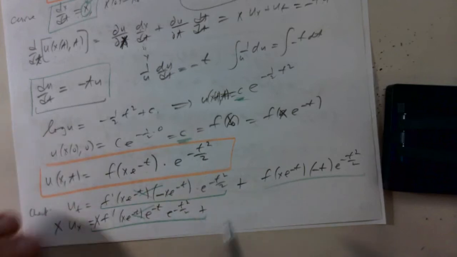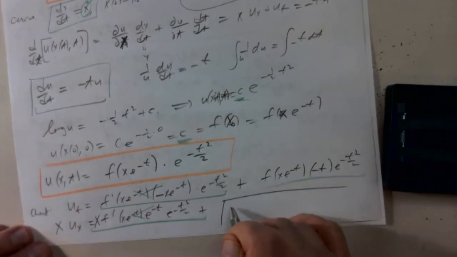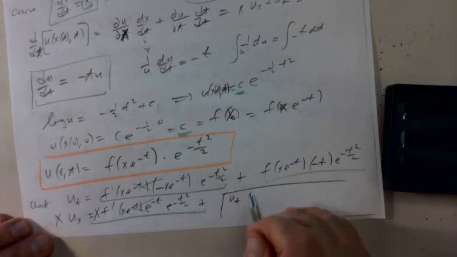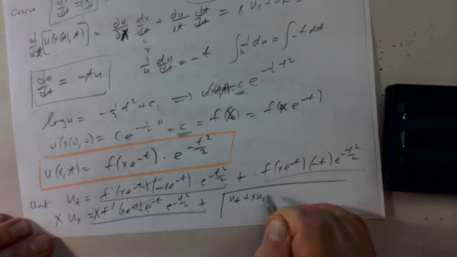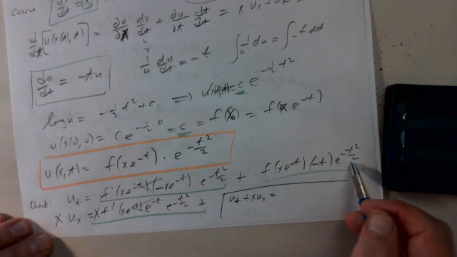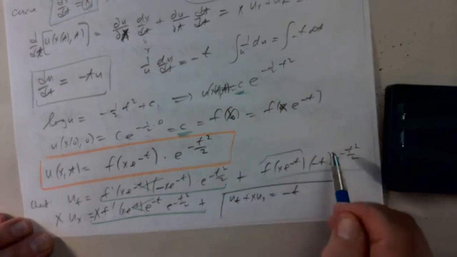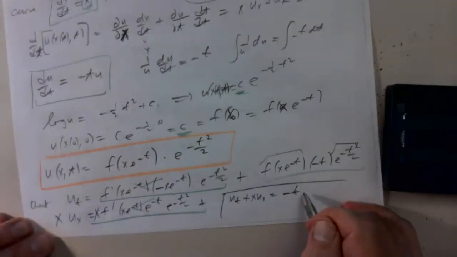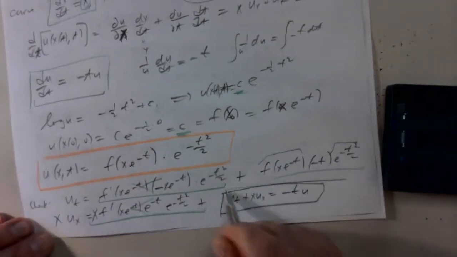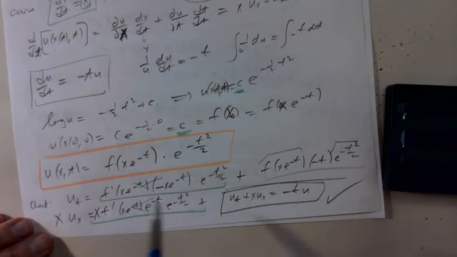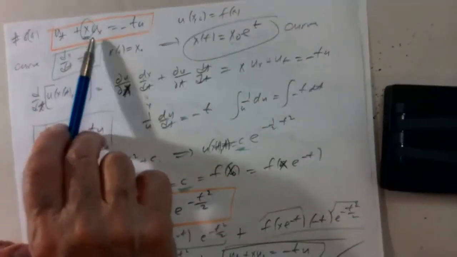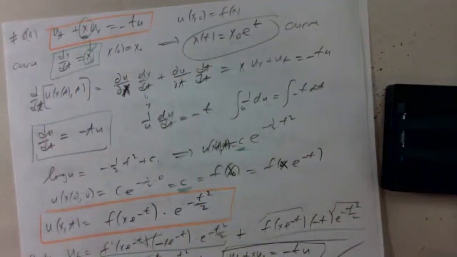So u sub t plus x u sub x equals this. This is minus t, and this times this, that's my u. See that? So my differential equation is satisfied. u_t plus x u_x is minus t u.